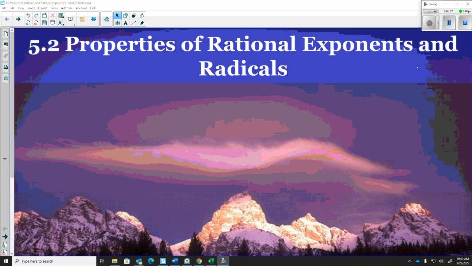All right, 5.2 properties of rational exponents and radicals. That's a lot of words. Properties of rational exponents and radicals. So remember, rational exponents are these fraction exponents, and radicals are these weird roots. So we've got rational exponents and radicals. All I'm going to do today is give you a bunch of different rules that are involved with these things, and they're rules that we're going to practice so that they become second nature.